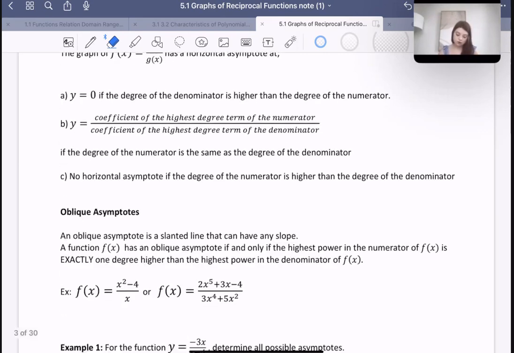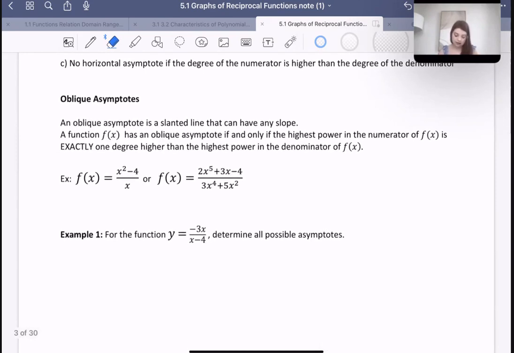Okay, so there's one last one, and it's oblique asymptotes. It says an oblique asymptote is a slanted line, right? So oblique just means it's some line that can have any slope. Plotting an oblique asymptote is the same as plotting any line, except an asymptote, of course, is not the actual function; it's a line that we're approaching.